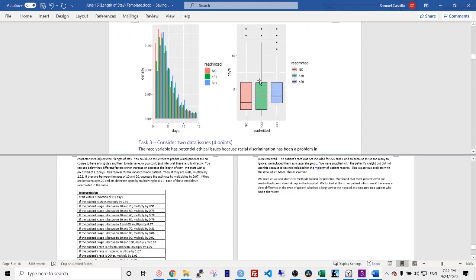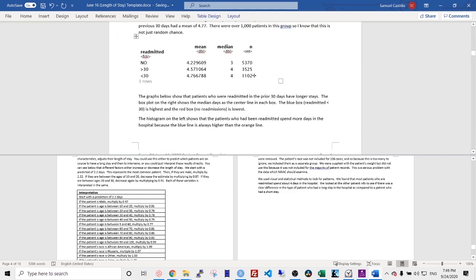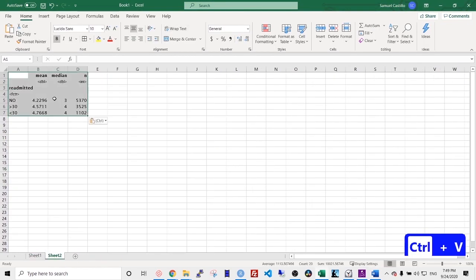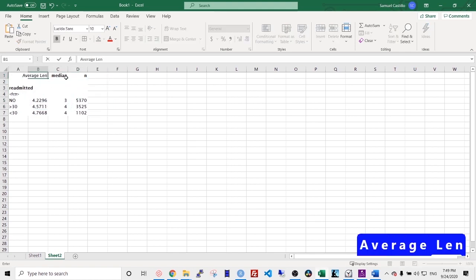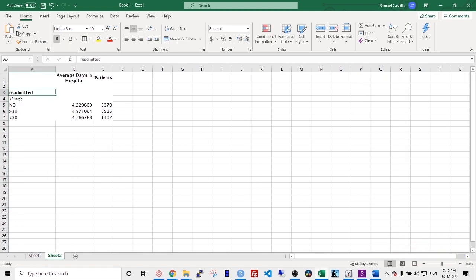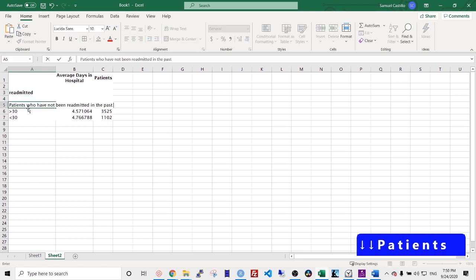I wouldn't include this box plot because box plots can be awkward to explain to a non-technical audience. It's easier to just use a table like this. So this is average days in hospital. You don't need the median. And this is the number of patients. And then this readmitted is patients who have not been readmitted in the past 30 days. Patients who have been readmitted greater than 30 days ago. Patients who have recently been readmitted within the last 30 days.